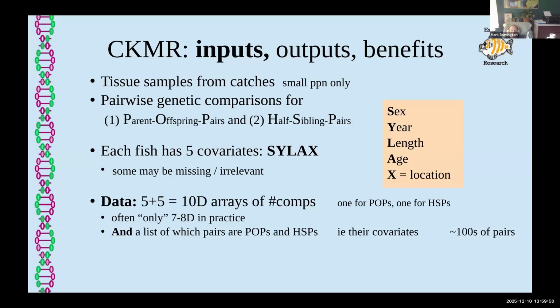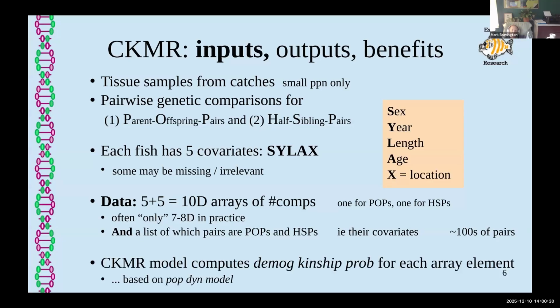So from a data point of view, you're doing pairwise comparisons between fish, each of which has potentially 5 covariates. You could be dealing with 10-dimensional arrays. In practice, you often only need to worry about 7 or 8 of those dimensions. The other things don't matter depending on what job you're expecting that fish to do, to be an offspring or whatever. And then you need a list of pairs, which pairs are parent-offspring and half siblings. There'll be hundreds of those, but not typically thousands. One thing where I kind of disagree with Nick is on the computational burden. Even if you have things like length and age error, it's really not too bad to compute the probabilities for these big arrays. But there are a number of tricks that one needs to do to get things reasonably efficient.